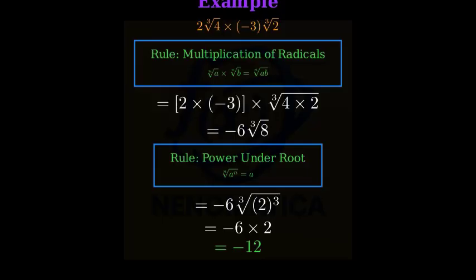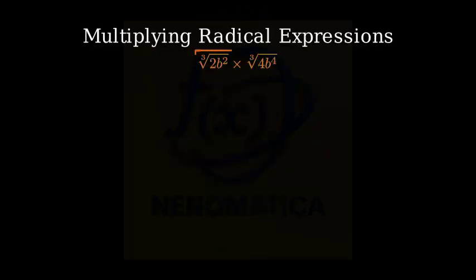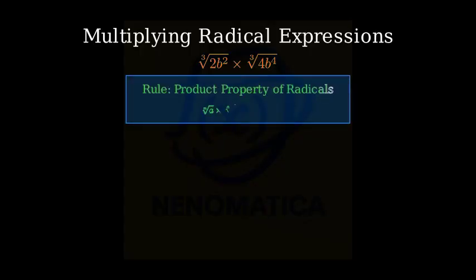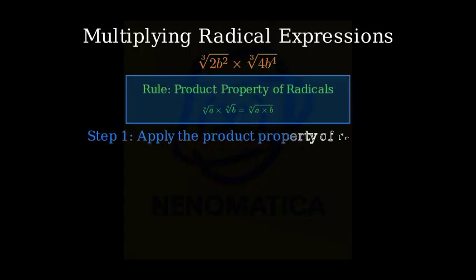Let's calculate the product of these two radical expressions, the cube root of 2b squared times the cube root of 4b to the 4th power. For our first step, we'll use the product property of radicals. This rule states that when we have the same index for both radicals, we can multiply what's inside the radicals together. Since both expressions have the cube root, we can apply this property.